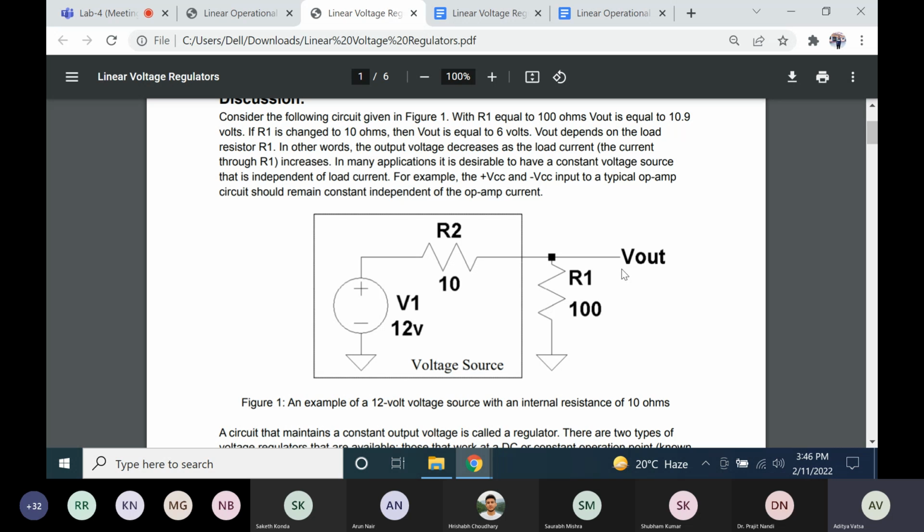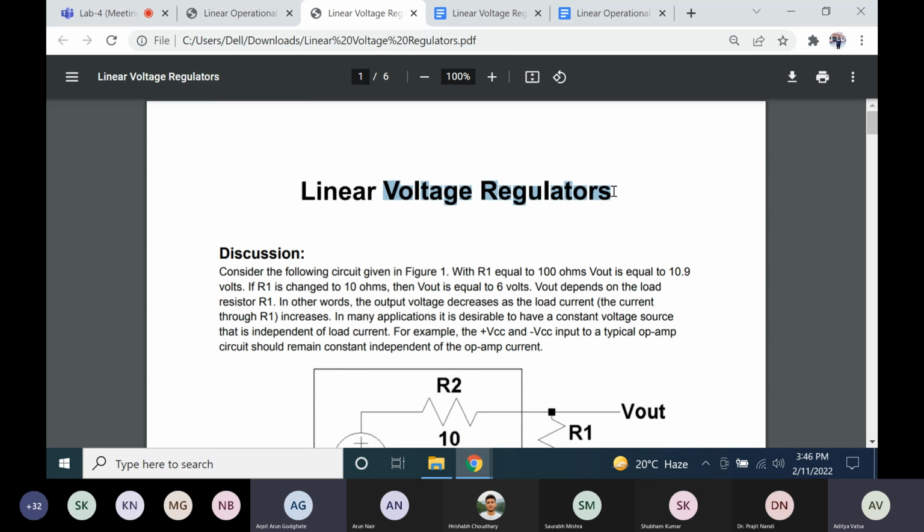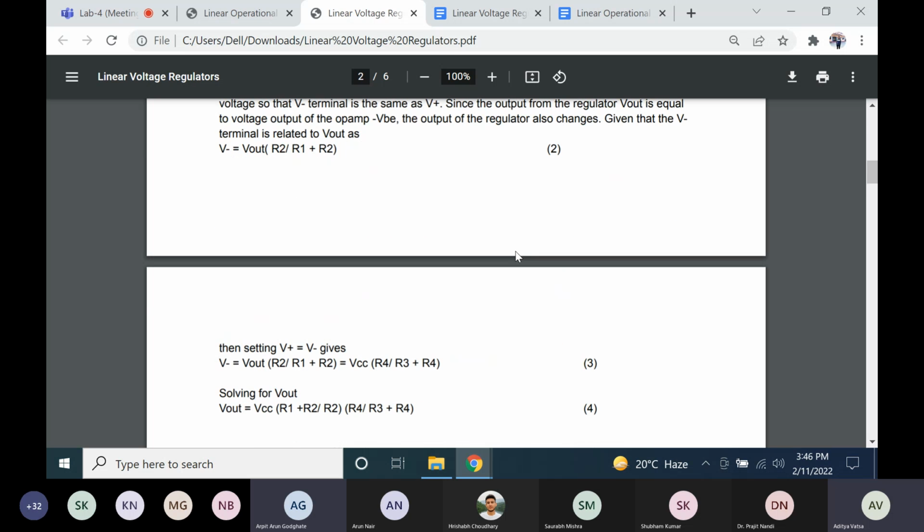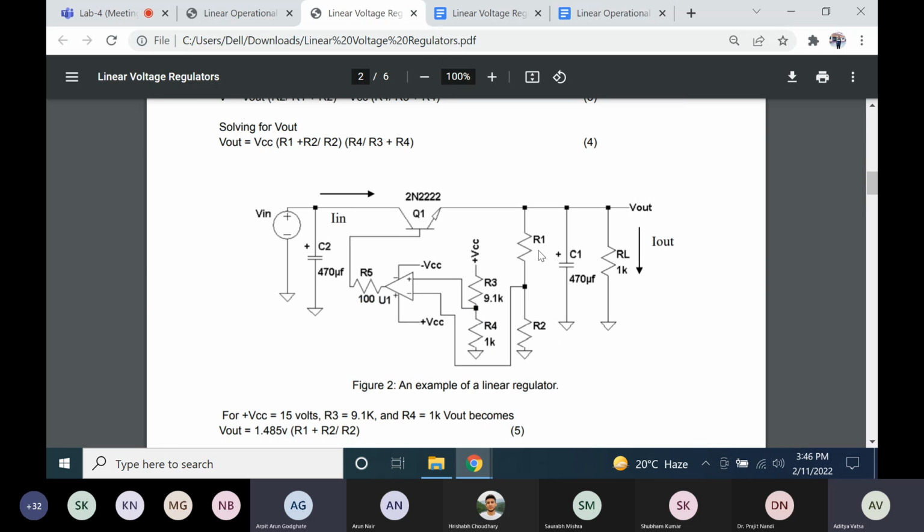So we need a voltage regulator for a constant voltage output. So how will a voltage regulator give a constant voltage output? So let's see this first example here.